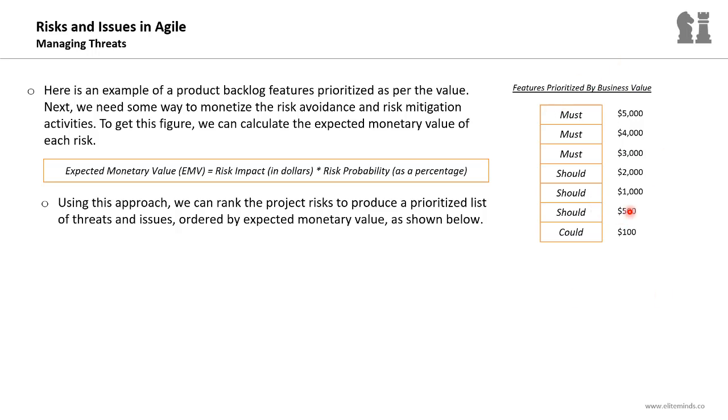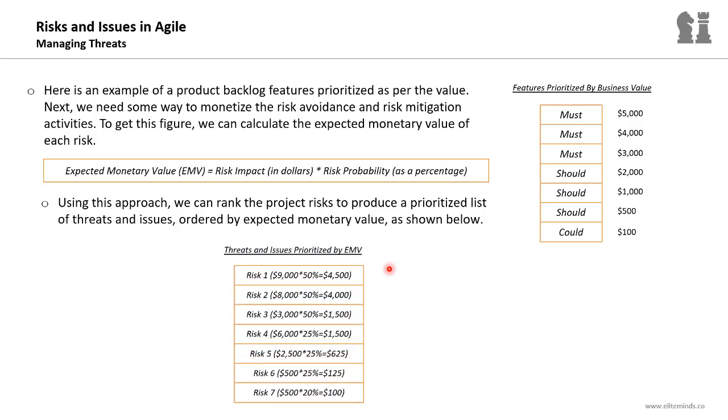So, as we had earlier a prioritized list of product backlog items based on their expected business value, we will develop a prioritized list of risks based on their expected monetary value. So, assuming we have 7 risks in this project, the probability and the impact of each risk is known, and we calculated the expected monetary value of each risk by applying this formula, and we prioritized those risks based on their expected monetary value. This is the list you will have.